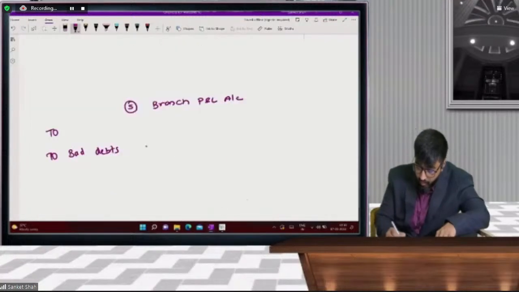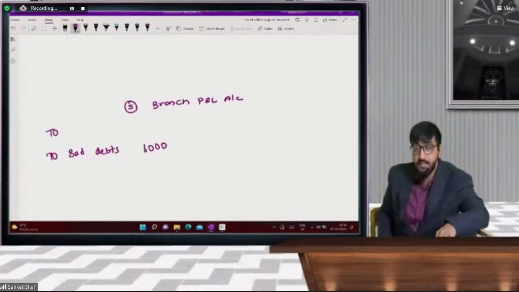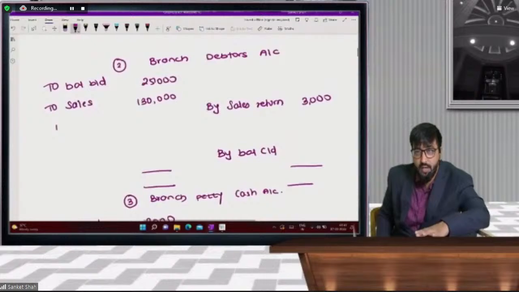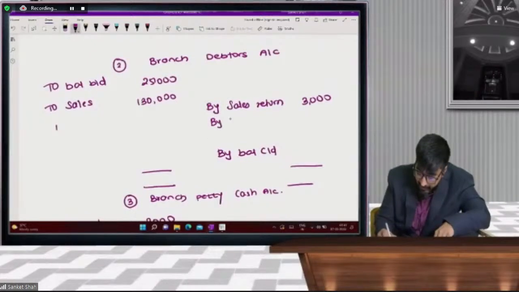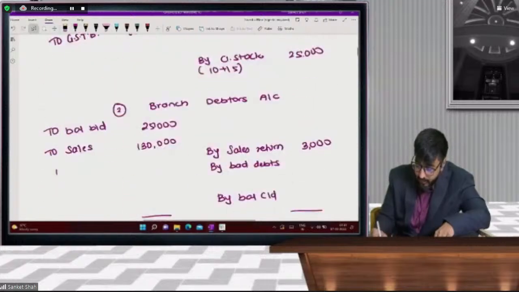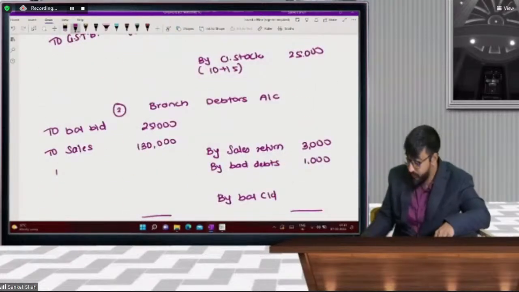1,000. What is the amount? 1,000. Second effect, where to give? Beta, to the credit of debtors, by bad debts, 1,000.